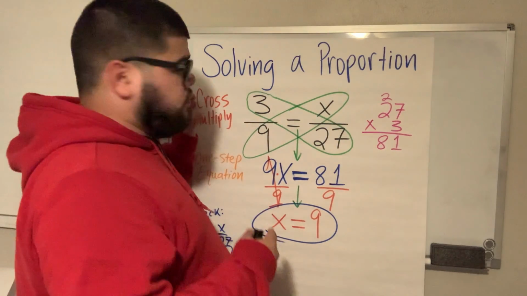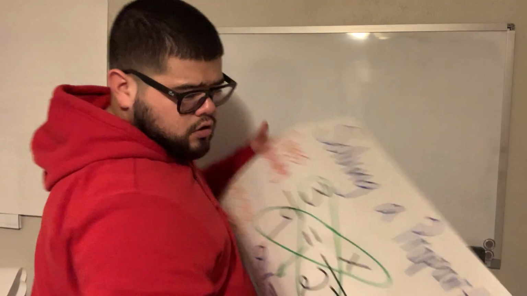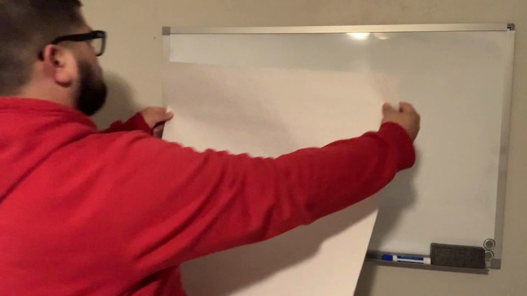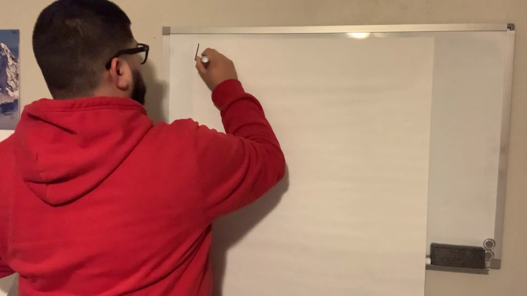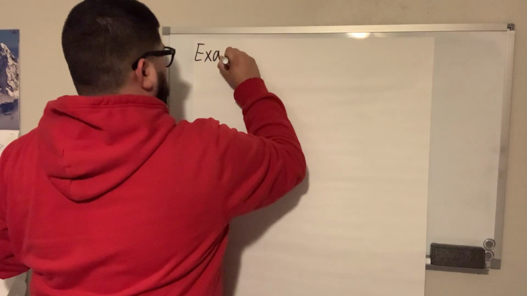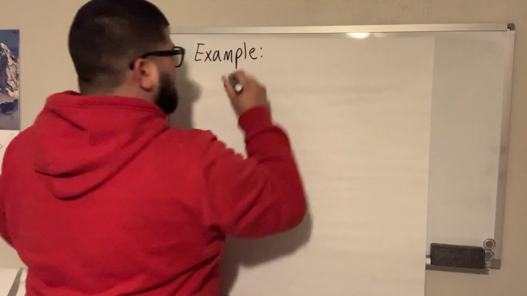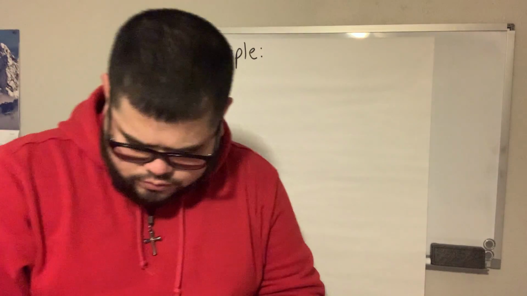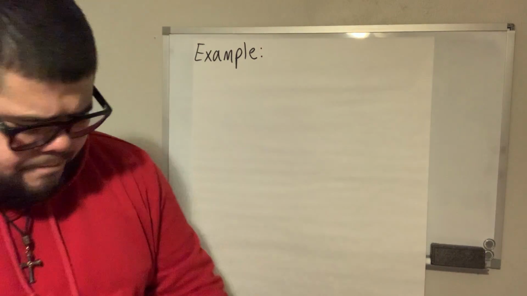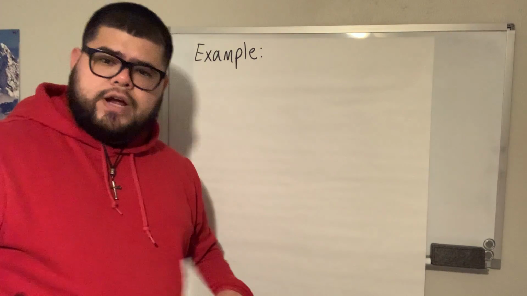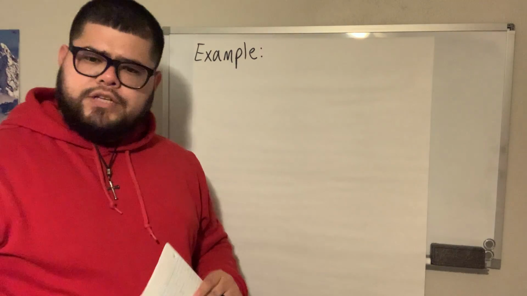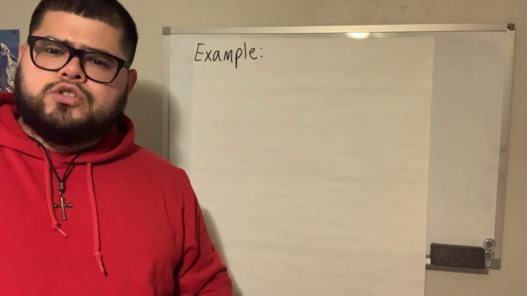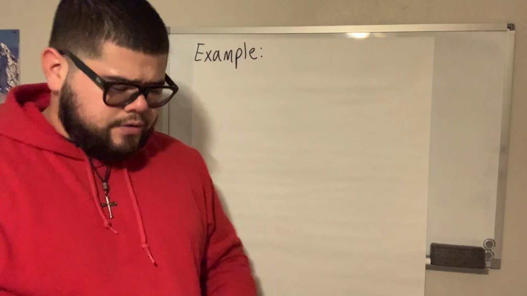Okay, so I'm going to move this out of the way, and we're going to start on our example. Let's write example. And remember, we're still in proportions, because we moved out of ratios, rates, and unit rates, and now we're in proportions. Remember, a proportion is when two ratios are equal to each other, or two relationships are the same, or two fractions are equal to each other. All right, so here we go.